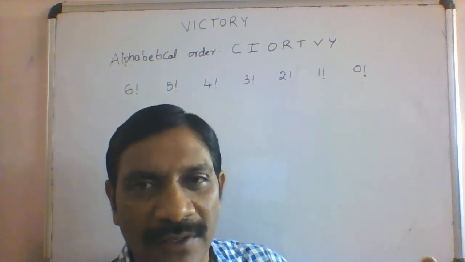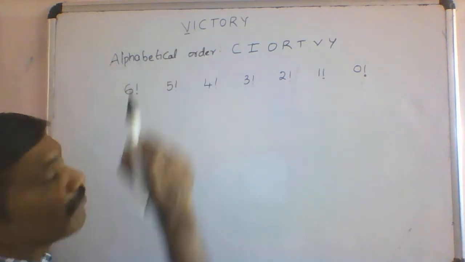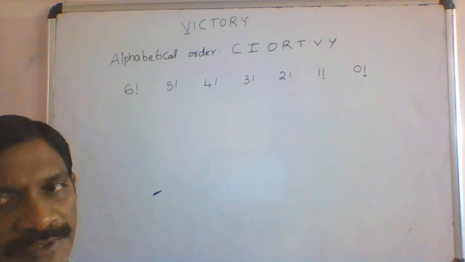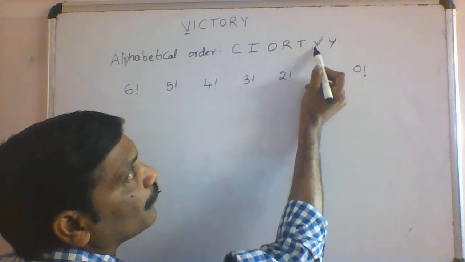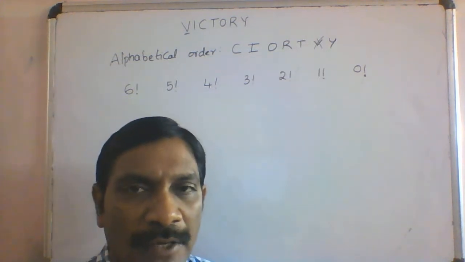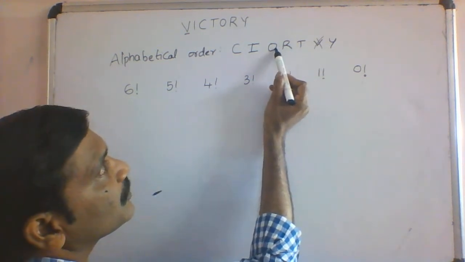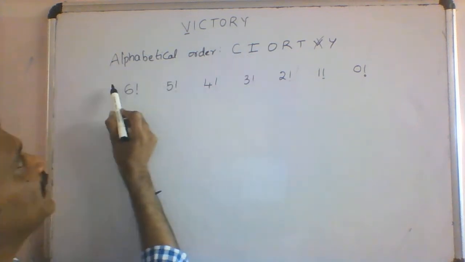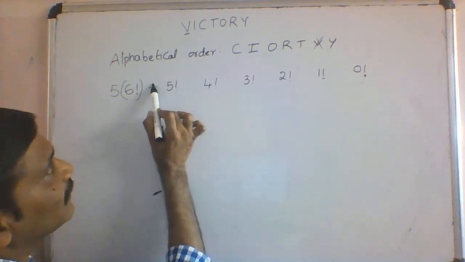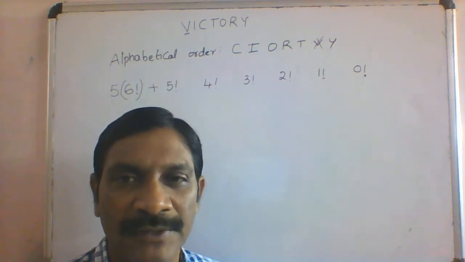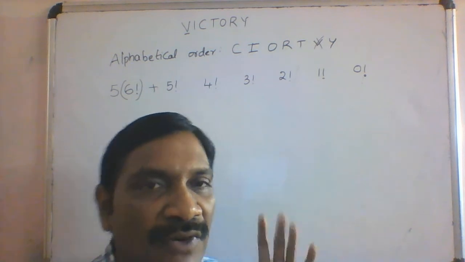Okay. What is the first letter which is required for us? V. Keep a bar under V. Now see the position of V in the alphabetical order. Here we have V. Strike it off. And count the number of letters before that V: 1, 2, 3, 4, 5. Keep that 5 before this first factorial, 6 factorial. Add. Write plus.